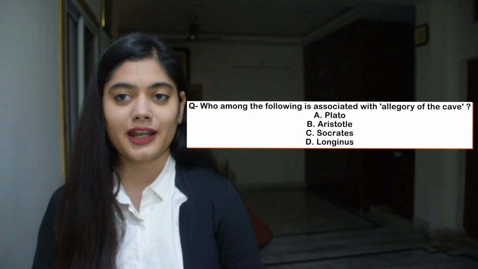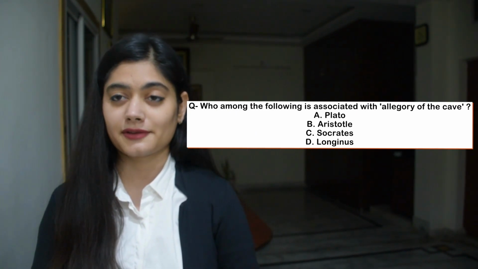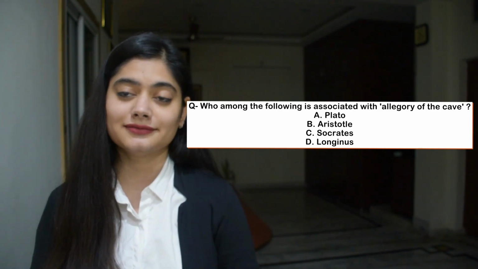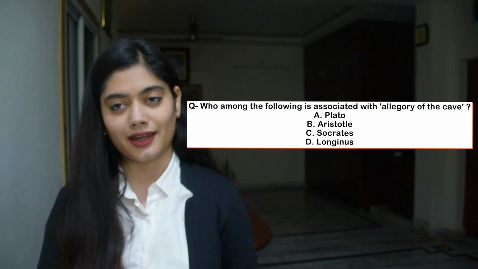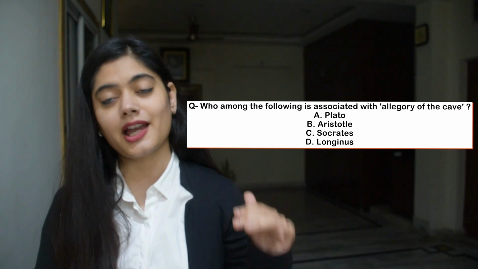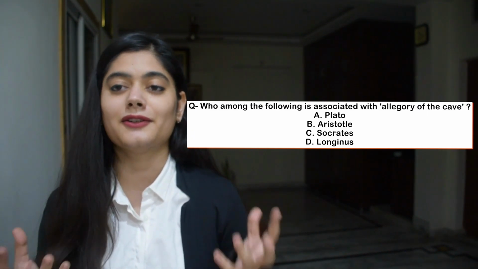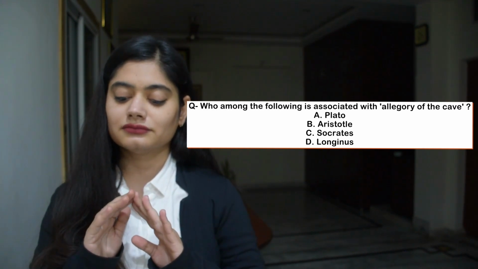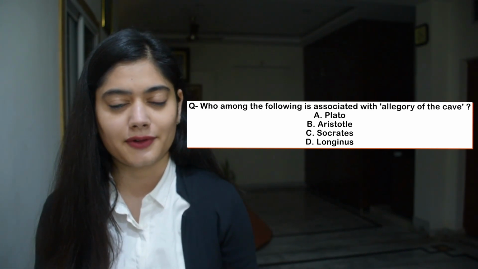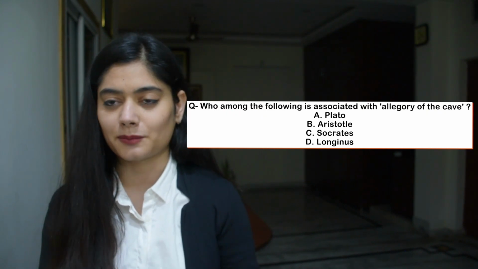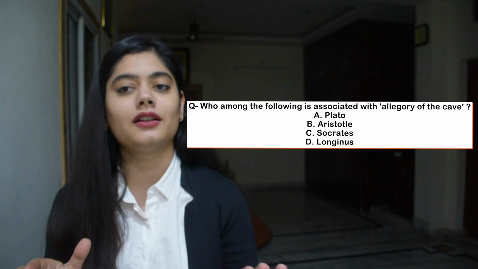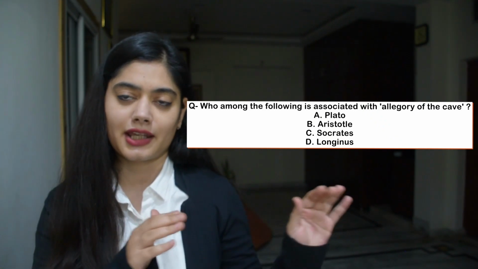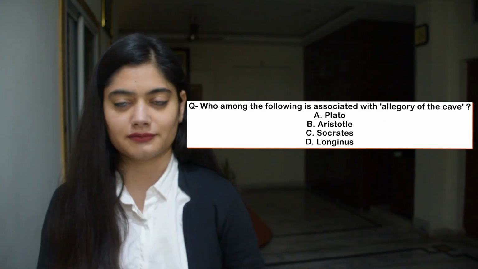Option A, Plato. Option B, Aristotle. Option C, Socrates. Option D, Longinus. Plato, Aristotle, Socrates or Longinus. So let's assume a few things first of all before we get into the depth of what the question is really about. Maybe we all know by now that the answer is A, Plato.